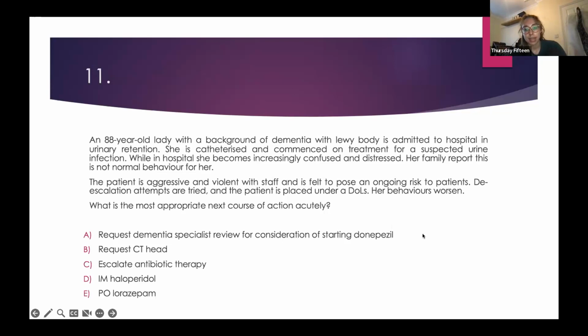So yeah, mix of D and E. I'll show you them. There you go. So for this question, E was a correct answer. So A, requesting a dementia specialist review for consideration of donepezil, is not an acute action.